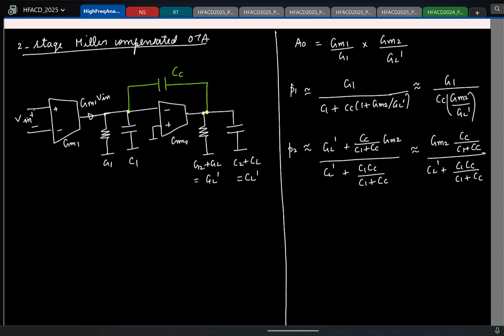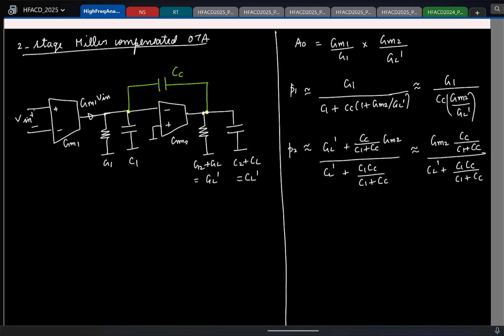Correct. Yeah, GL prime will be large. That is, load resistance will be small. But you design your second stage accordingly so that you have sufficient gain, right? I'm not saying this is going to be 1000 million, but this will at least be 10 or 20 or something. Right?